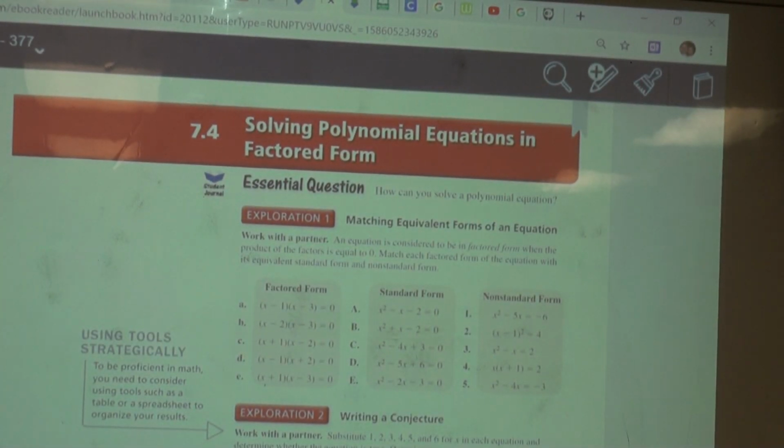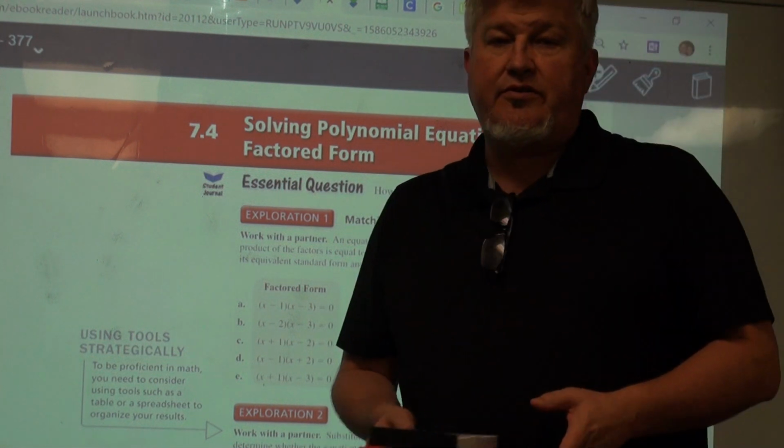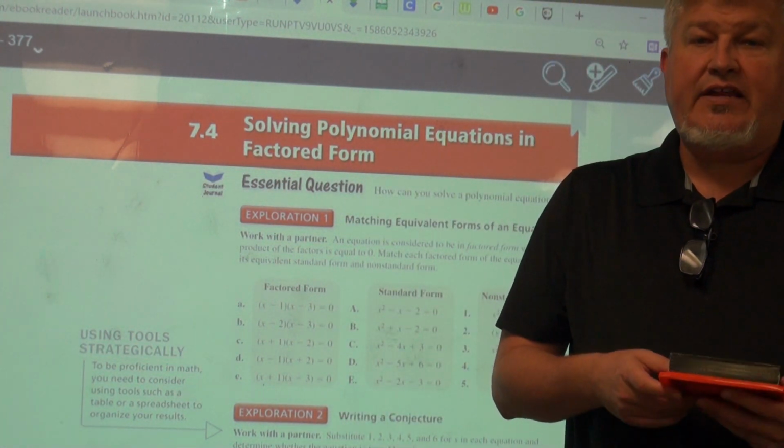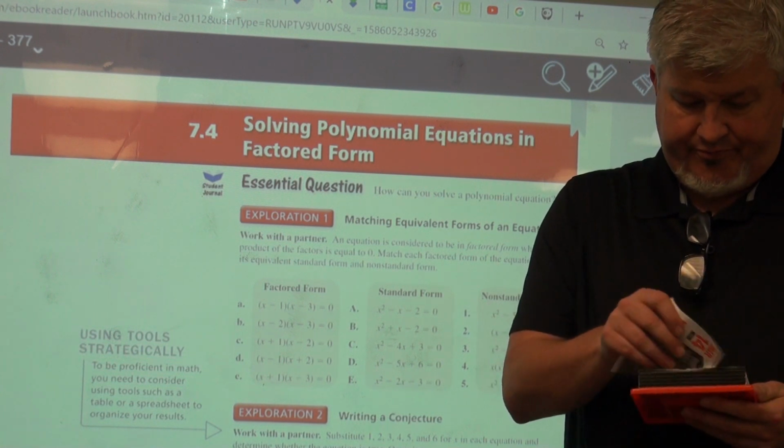Okay, today's segment is called Solving Polynomial Equations in Factored Form. All right, it's on page 377. Solving Polynomial Equations in Factored Form.